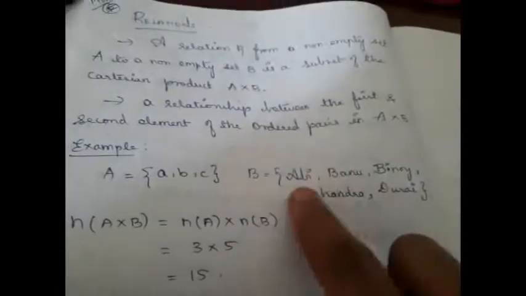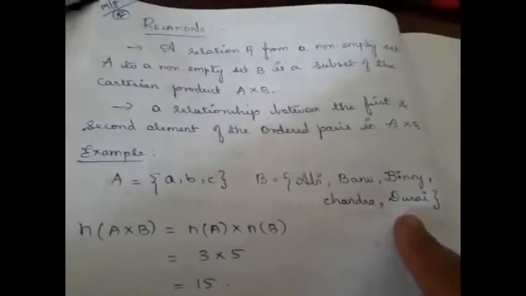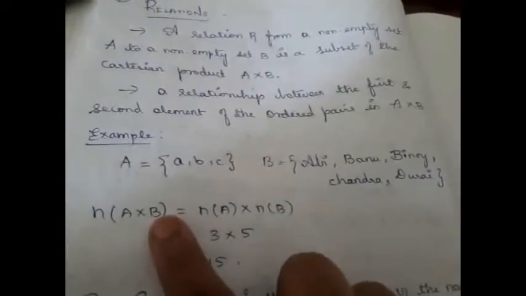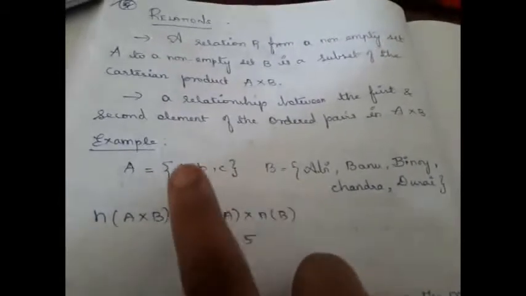Let us see one example. There is one set A which is equal to {A, B, C}, which has 3 elements, right? There is another set B which has 5 elements: Abhi, Banu, Binay, Chandra and Durai. Now how many elements will be there in the Cartesian product? We know how to write our Cartesian product. First we will take one element from set A, then we will write the ordered pairs with each and every element of set B: (A, Abhi), (A, Banu), (A, Binay), (A, Chandra), (A, Durai). Likewise, we will move on to the second element, then the third element, and write the Cartesian product.